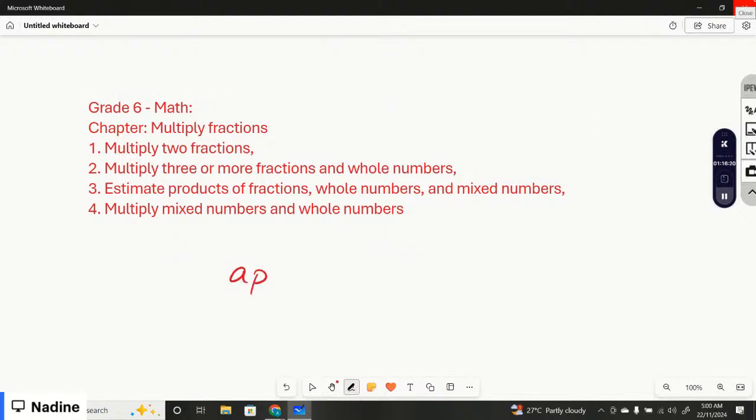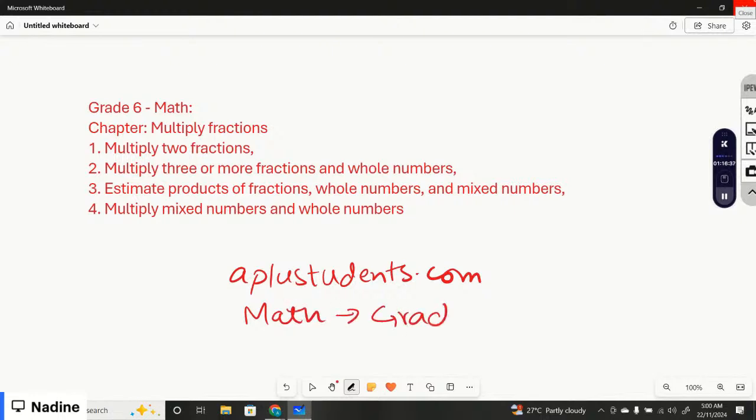You can find all the lessons on aplusstudents.com. You have to log in there using your email address, and the password is provided by the administrator. Then you have to select math from the subject tab, scroll down to grade 6 math, and then click on view all lessons. There you can find a list of the chapters. We're going to start with the chapter multiply fractions.